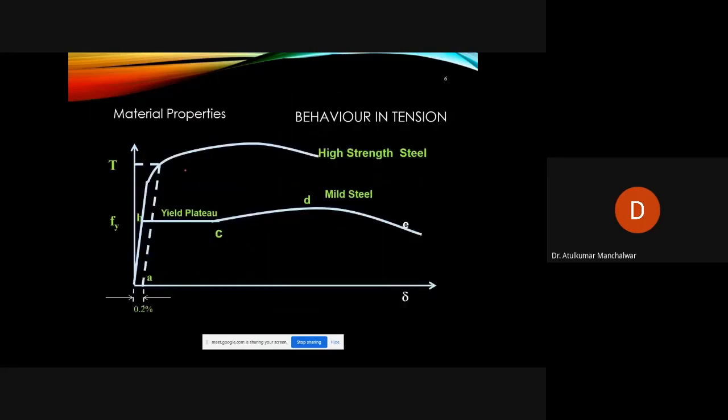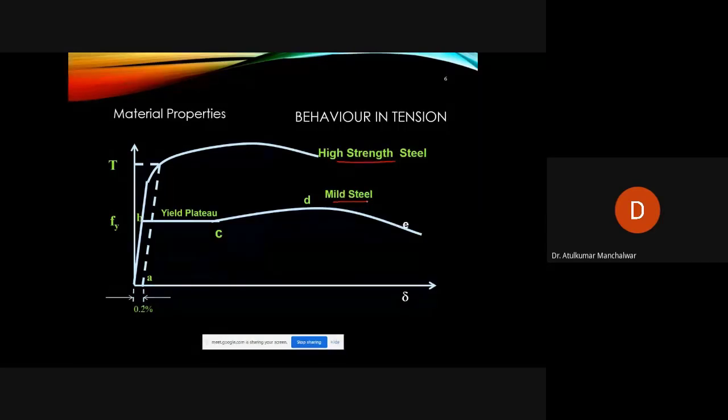Next. Yes, the material property. So what does this curve indicate? If you see, there are two curves in this graph, for mild steel and high strength steel. Generally, in steel structures, you can use both types of steels. Okay.